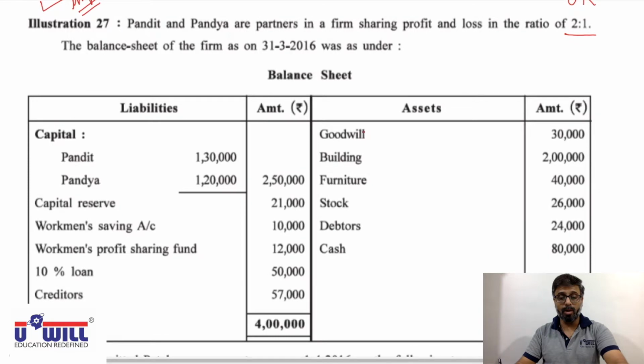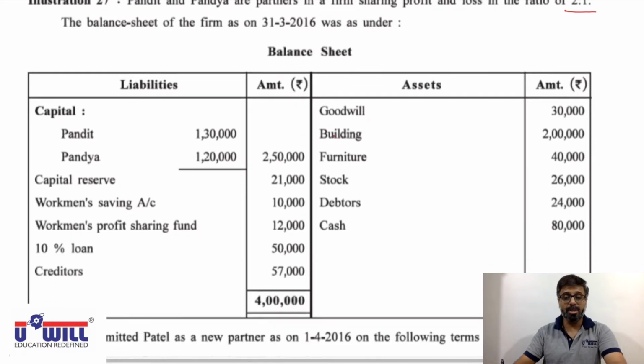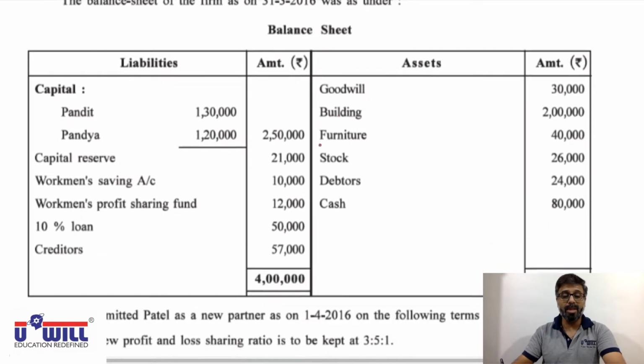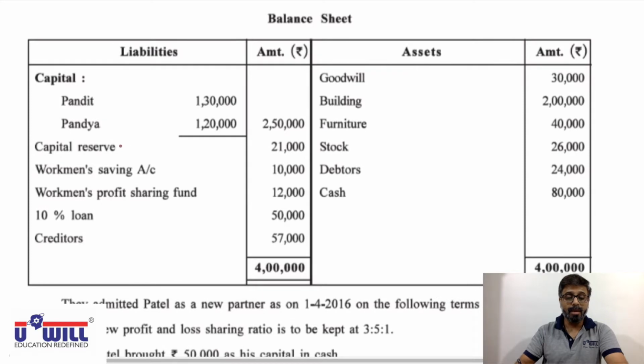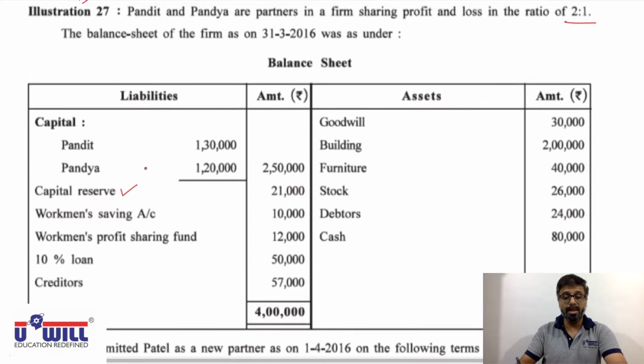First of all, what all things from the balance sheet will we distribute between the partners? Capital reserve is a reserve, so put a tick on that. That will get distributed between the partners in the old ratio 2:1.